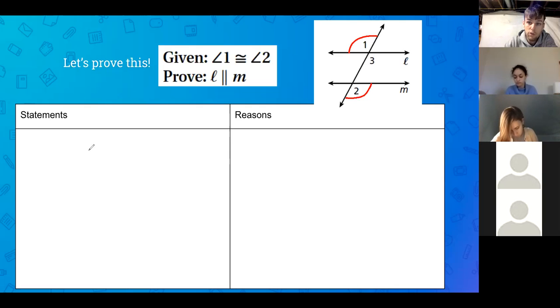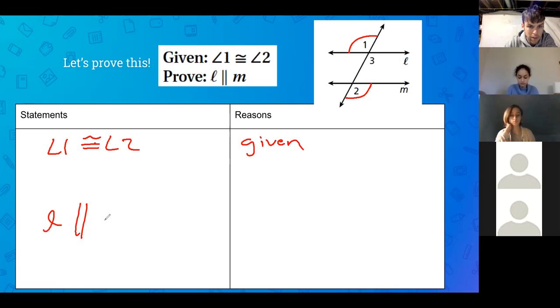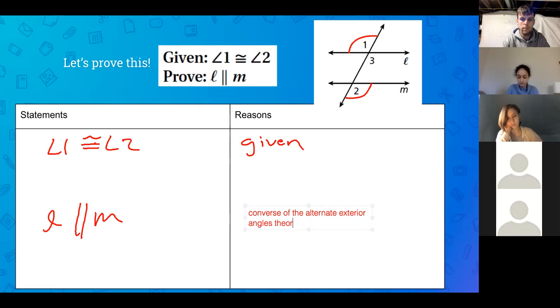It's extremely short. We can say, okay, angle 1 is congruent to angle 2. It's given. And then we can say L is parallel to M based on, I'm going to type this one out, converse of the alternate exterior angles theorem. It's 2 steps. There's a given and there's a conclusion. That's it.